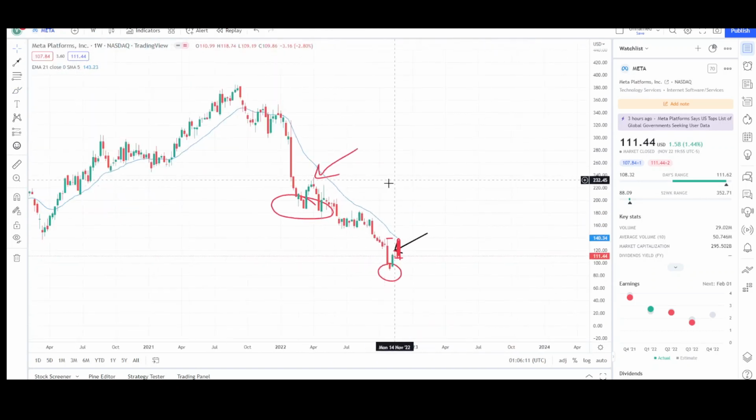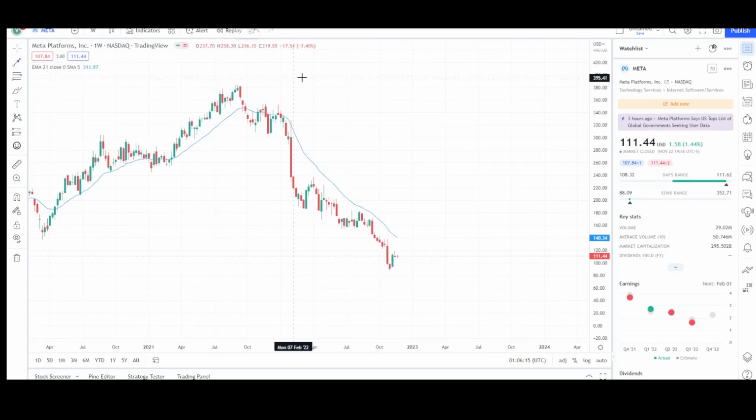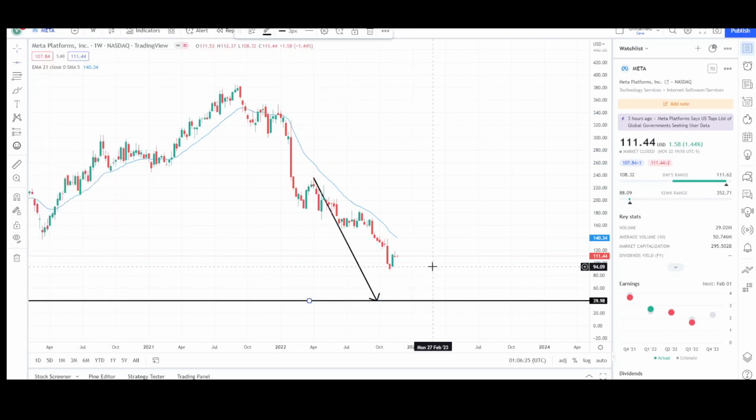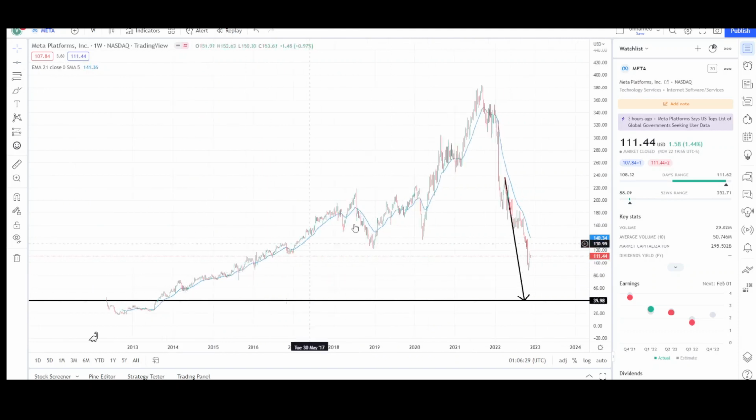Actually, there's one more thing. Let me go and clear all the drawings. So I showed you guys a measure move target on the daily chart. This is the measure move target on the weekly chart. This all could be one leg down. This is the second leg, and I'm looking for that $40 target. So a $40 target is not out of the question. Definitely possible. Even the all-time lows are possible.